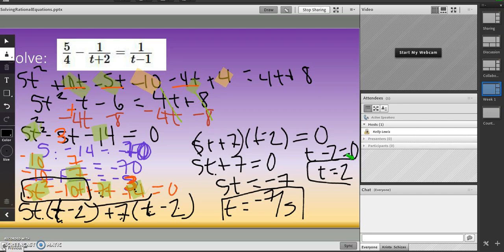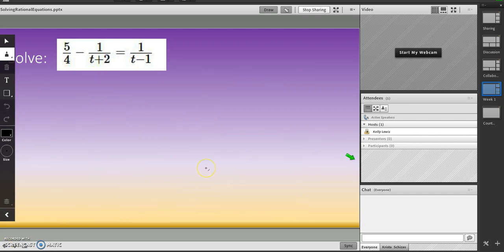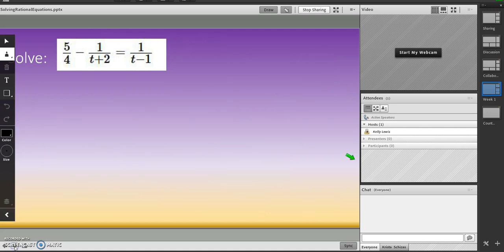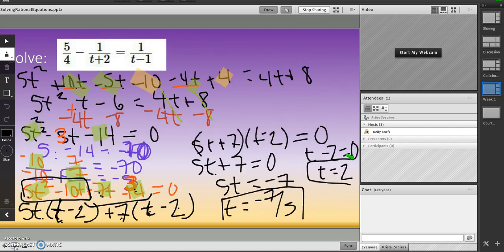Now let's check the domain. The domain that we got was t can't equal negative 2, t can't equal positive 1. We got positive 2, not negative 2, so that one's all good in the hood. And we got negative 7 over 5. That one's all good in the hood. All right, so those are our final answers. This guy and this guy. So we got 2 answers. That one was a beast.